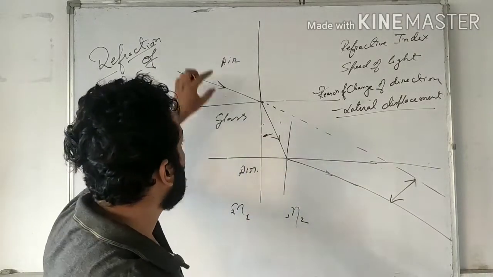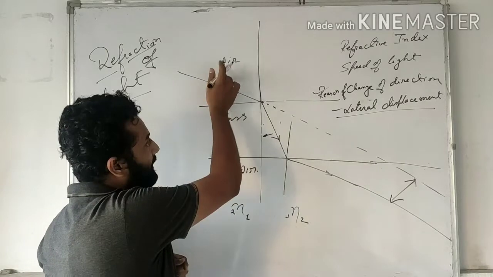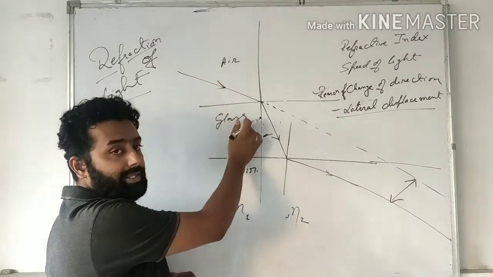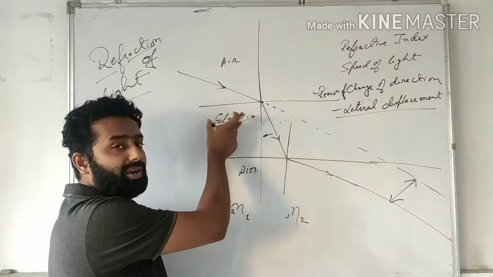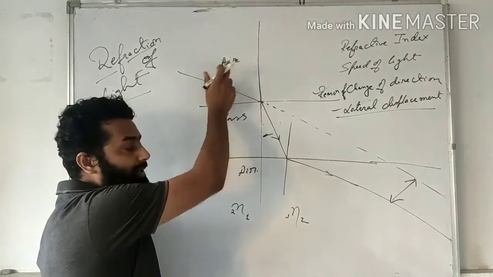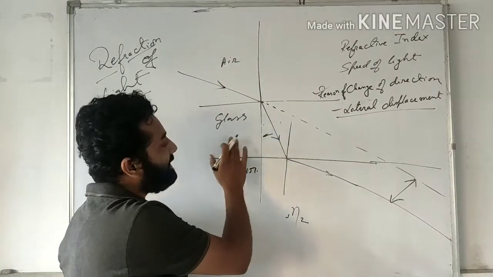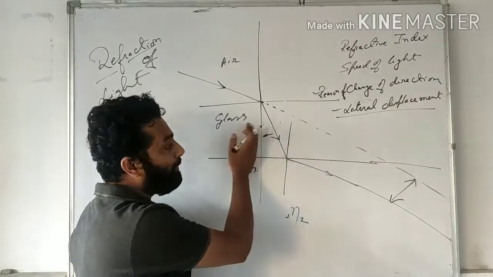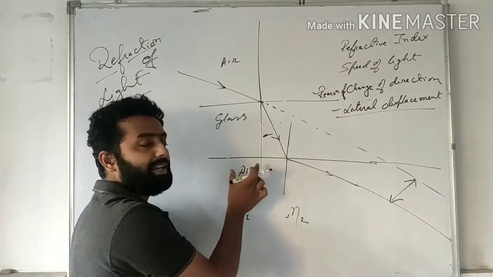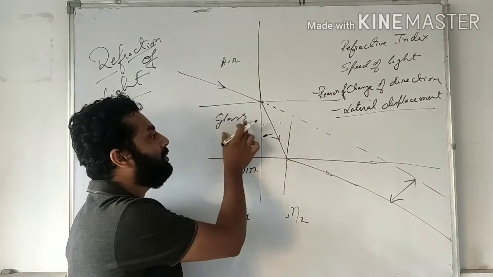Now, let me tell you, if we are saying that the light is entering from air to glass, it will be the refractive index of glass with respect to air. Again, if we say that light is entering into air from glass, it will be refractive index of air with respect to glass.